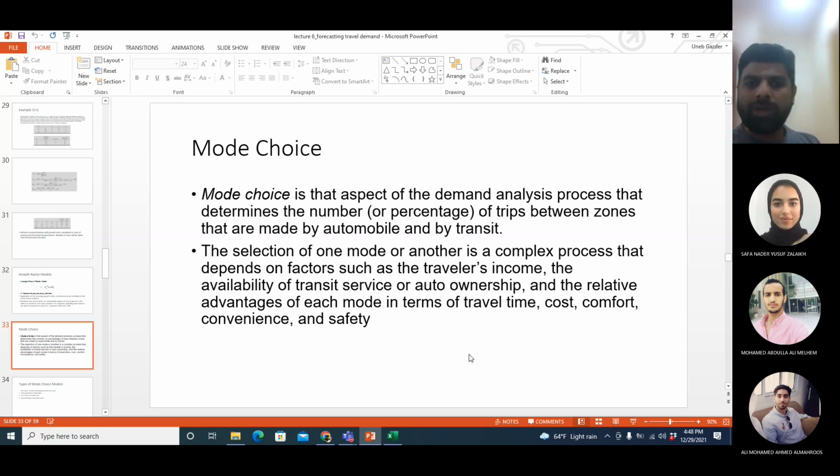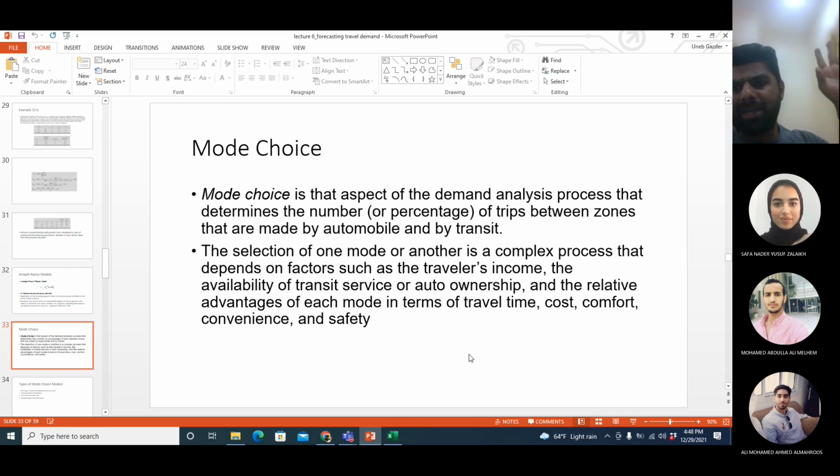But in mode choice, we are trying to find out of this total between each two zones, how many will take a car and how many go by public transport. Now in the book they are saying they will refer to the modes as car and public transport, but you can fit in any types of choices you have.